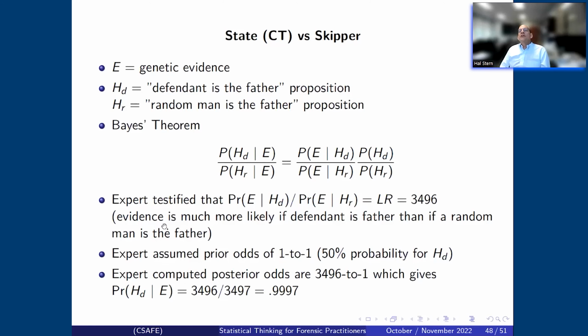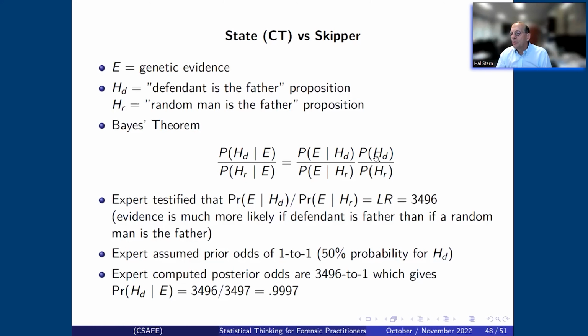To turn it into a probability that the defendant is the father, as the expert wanted to do, and indeed as the expert did, you need to have prior odds. So the expert, and it's interesting, people frequently do this. They say, oh, look, there's only two outcomes. Either the defendant is the father or the random man is the father. So we'll just say they're equally likely. Why not? 50-50.